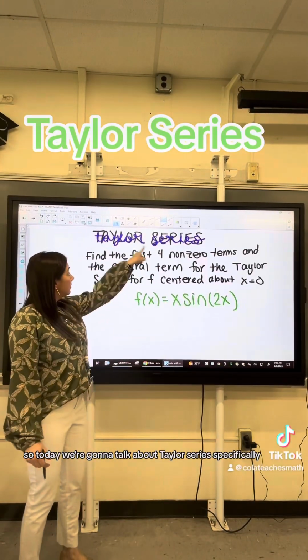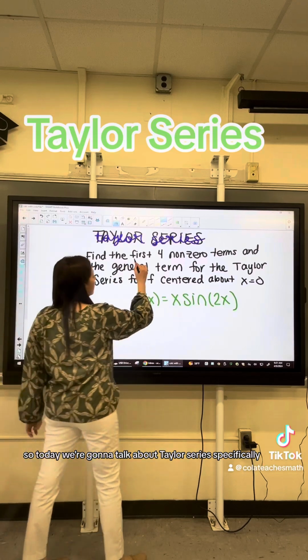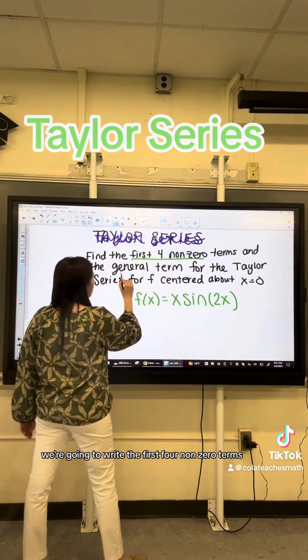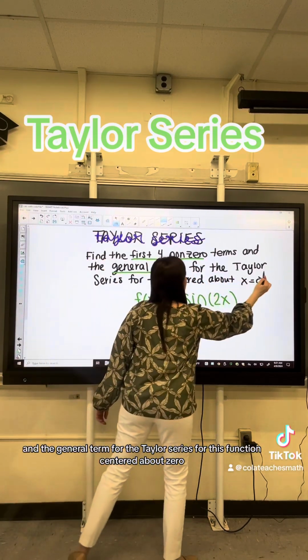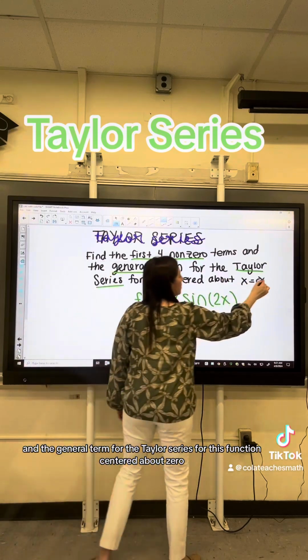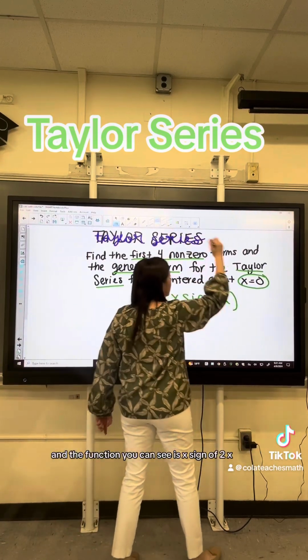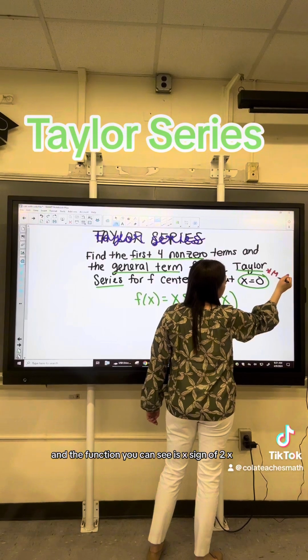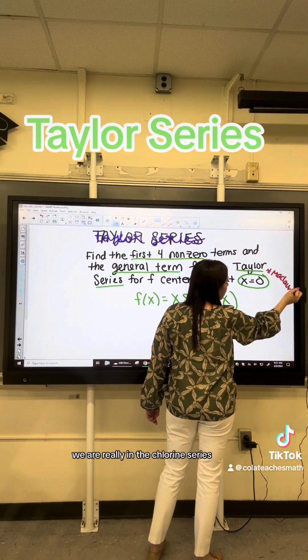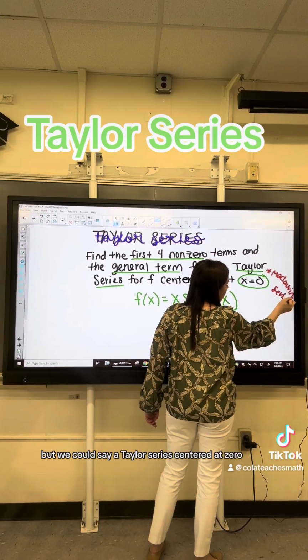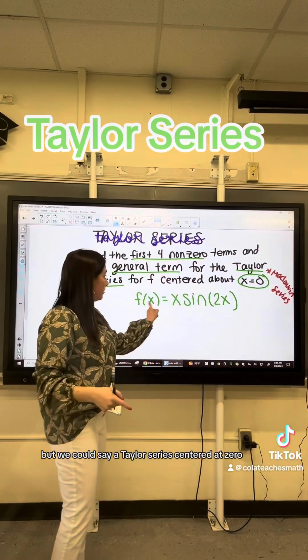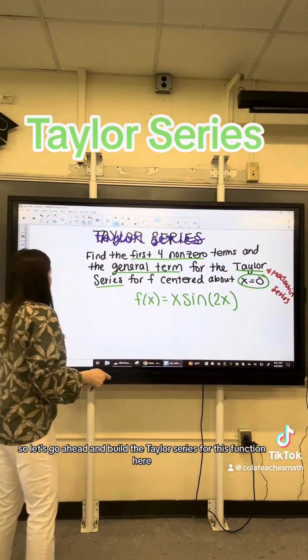So today we're going to talk about Taylor series. Specifically, we're going to write the first four non-zero terms and the general term for the Taylor series for this function centered about 0, and the function you can see is x sine of 2x. Remember, if we're centered at 0, we are really a Maclaurin series, but we could say a Taylor series centered at 0. So let's go ahead and build the Taylor series for this function here.